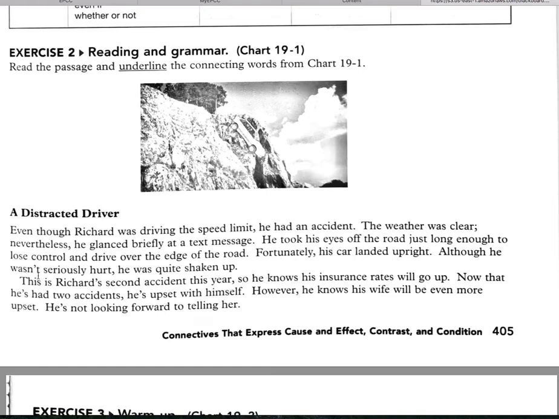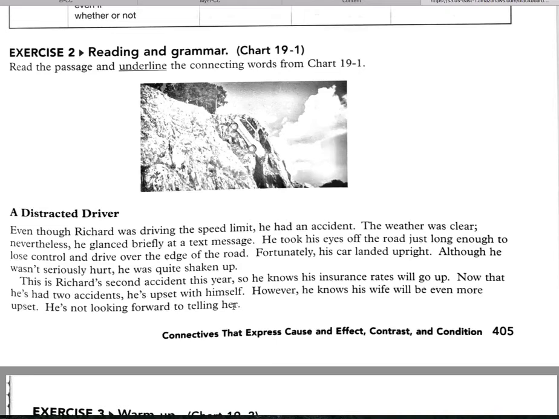Although he wasn't seriously hurt, he was quite shaken up. This is Richard's second accident this year, so he knows his insurance rates will go up. Now that he's had 2 accidents, he's upset with himself. However, he knows his wife will be even more upset. He's not looking forward to telling her.